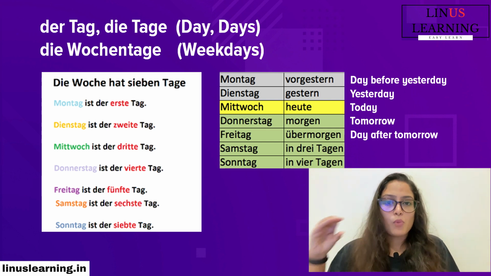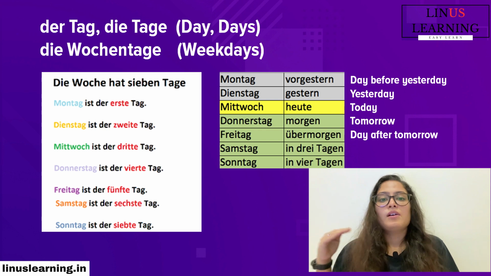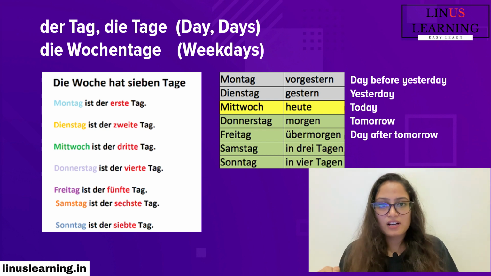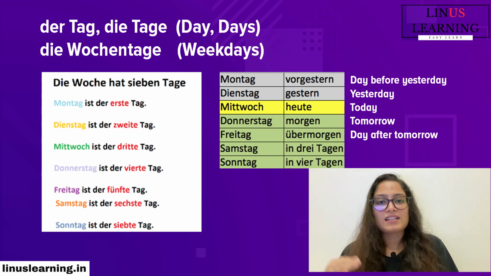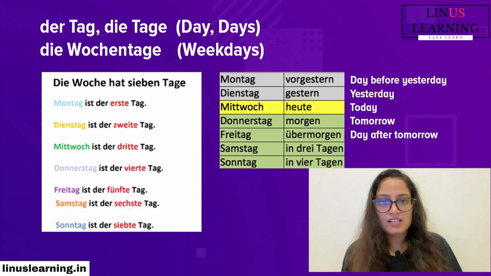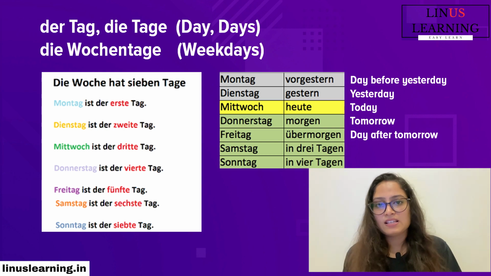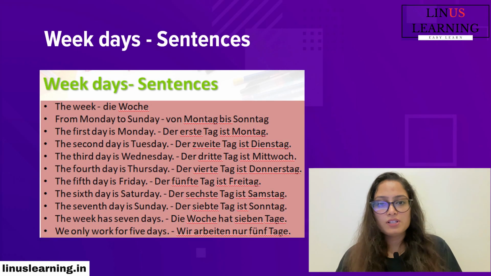Then we did Montag, Dienstag, Mittwoch, Donnerstag, Freitag, Samstag, Sonntag, right? So now if you see this Samstag, it starts with S, right? S-A-M-S-T-A-G. But like I said, if I ask you the alphabet, you will say S. But if I ask you the word, then you will pronounce it like Z. So Samstag. I hope that's clear.